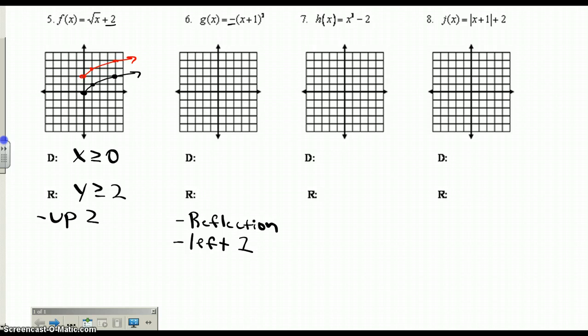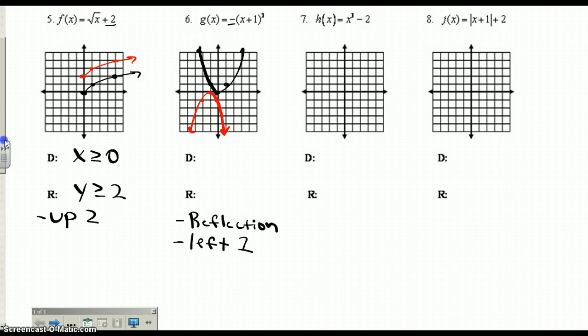Okay, so I'm going to draw my original in black. Here's my U shape. Now what I'm going to do is reflect it over the x-axis, and I'm going to move it to the left 1. So I'm going to move each point to the left 1 after it's been reflected or flipped upside down. And there's my new graph.